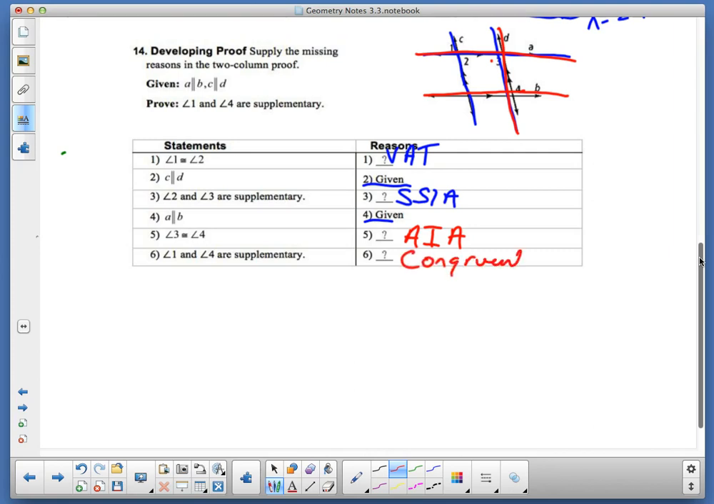Congruent supplements theorem. The congruent supplements theorem reads: two angles that are congruent to the same angle, or supplementary to the same angle, or congruent angles are supplementary as well. Well, these two angles are congruent. These two angles are congruent. Where I see 3 and you see 2, I can use this as congruent supplements because they are congruent to the same angle.